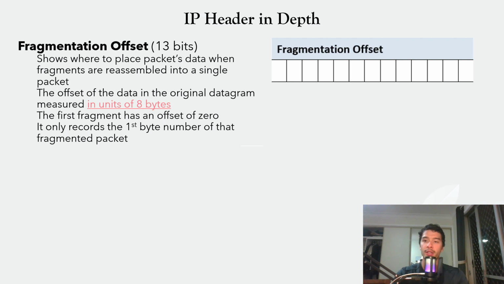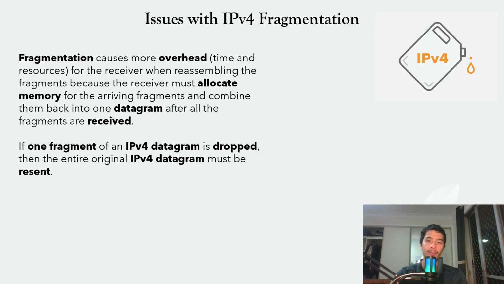Which is the fragmentation offset. It shows where to place a packet's data when fragments are reassembled into a single packet. The offset of the data in the original datagram is measured in units of 8 bytes. The first fragment has an offset of 0. It only records the first byte number of that fragmented packet.